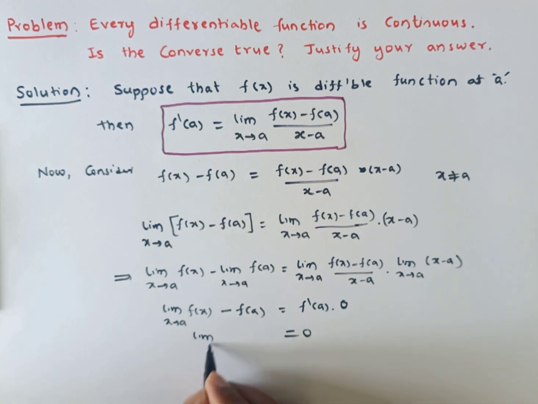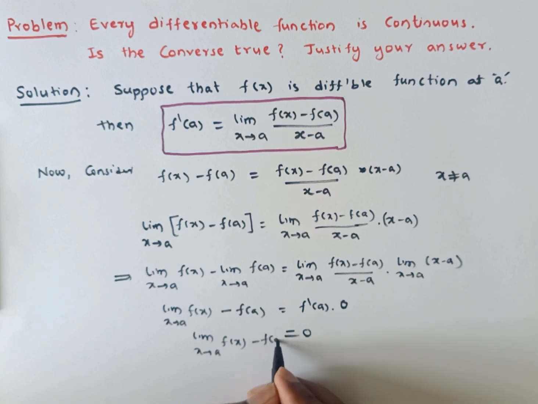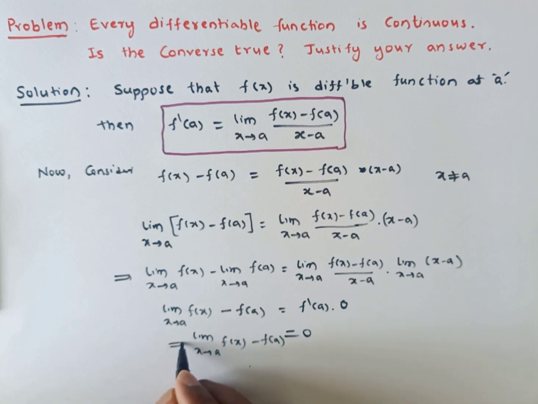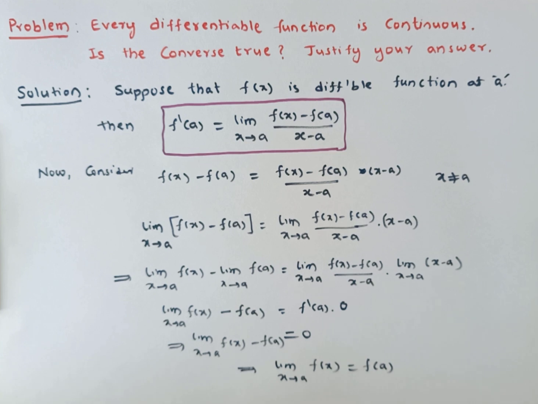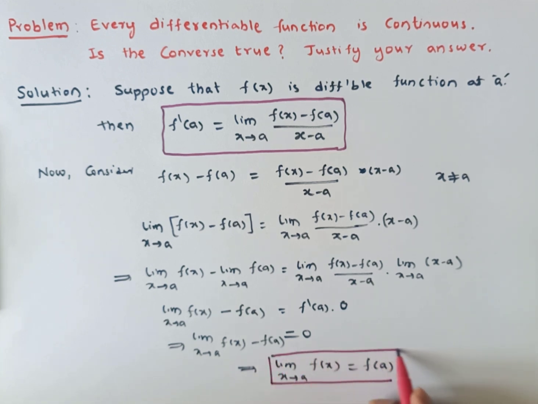So here it is: limit as x tends to a, f of x minus f of a is equal to 0. Now finally this implies limit as x tends to a, f of x is equal to f of a. So as x goes to a, f of x is equal to the function value. Meaning the limit exists, and the function value is also equal.